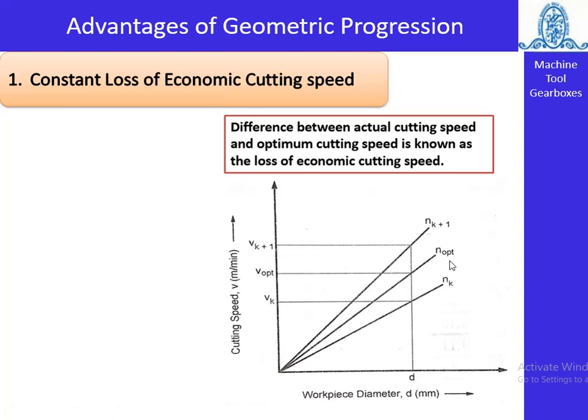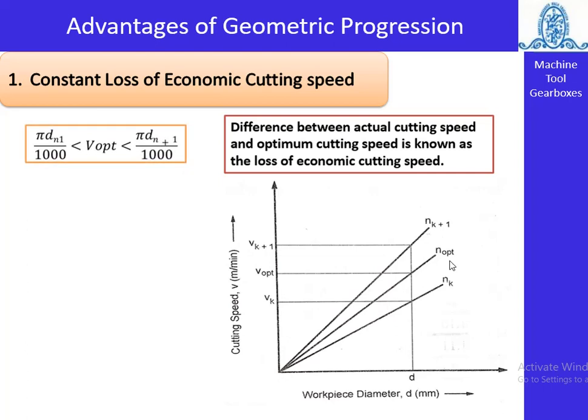Significantly, we get a constant loss of economic cutting speed in geometric progression, because in geometric progression, by definition, the ratio of two successive spindle speeds is constant, and we get φ constant. So ultimately we can have a constant loss of economic cutting speed, because the difference between actual cutting speed and optimum cutting speed is constant.